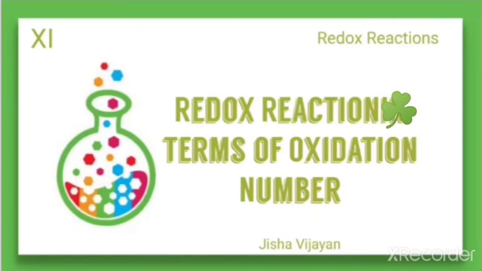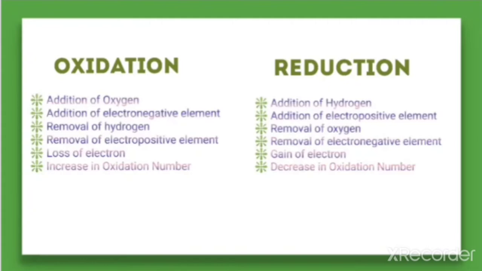Hello students, in this video we are going to discuss the redox reaction in terms of oxidation number. In the previous video we have already discussed some of the definitions for oxidation and reduction, that is, the reaction in which both oxidation and reduction take place simultaneously. That reaction is called a redox reaction. So some of the definitions we have already discussed for oxidation and reduction.